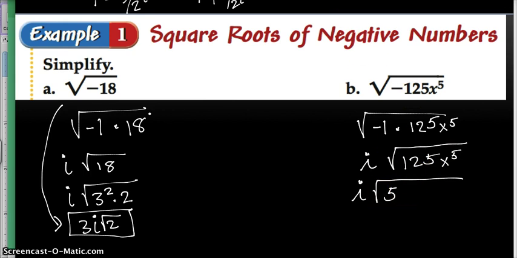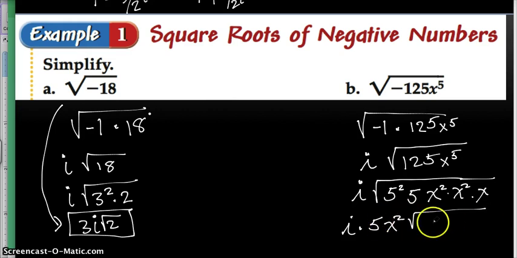I can look at 5 to the 3rd power as 5 squared times 5, and I could look at x to the 5th power as x squared times another x squared times x. And so if I take the square root of each of these guys, I end up with i times 5. And then this 5 stays underneath the radical. I get 2 x's out, so that's x squared. And then what stays underneath the radical is the 5 and the x. So I end up with 5i x squared times the square root of 5x. And that's all I can do for this problem.